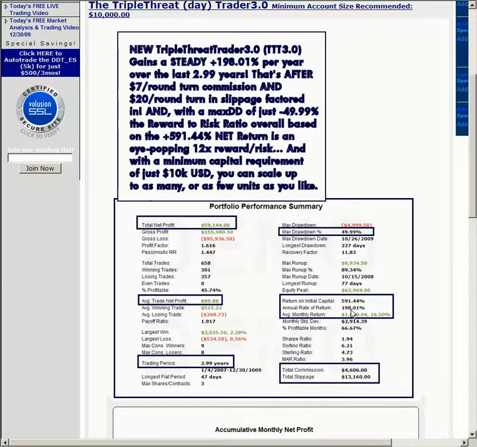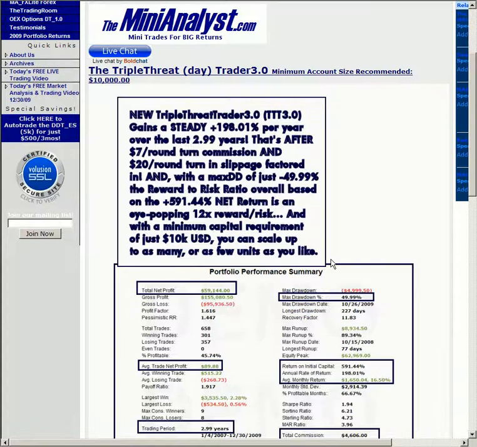You're left with 198% per year return on just a per $10,000 unit. 600% return overall. Yields a very impressive 12 times reward to risk ratio. That's a Triple Threat Trader Day Trader 3.0.